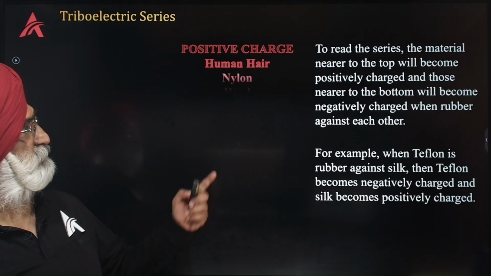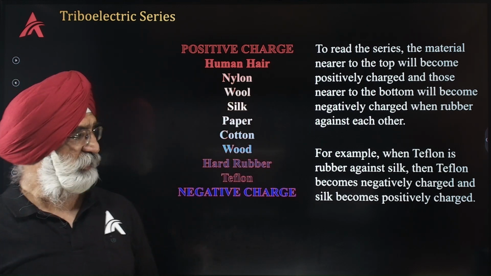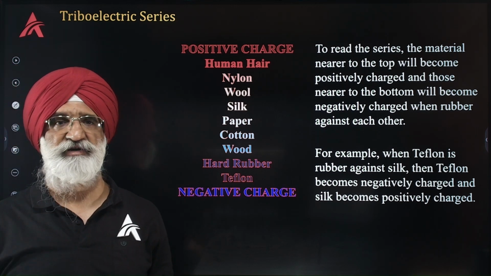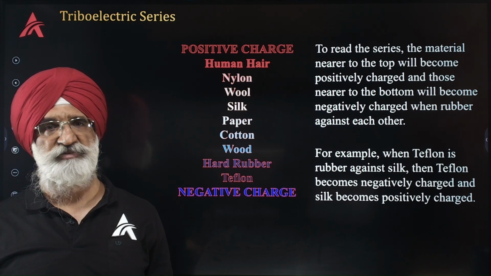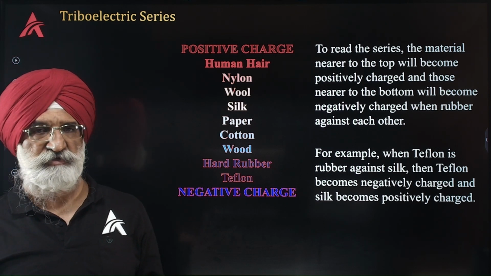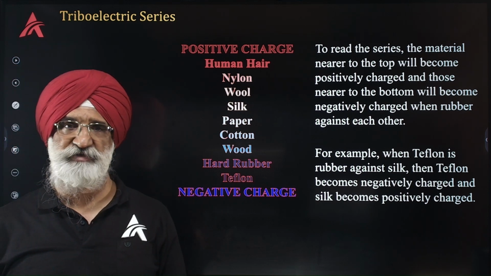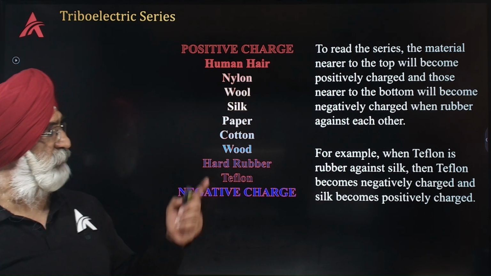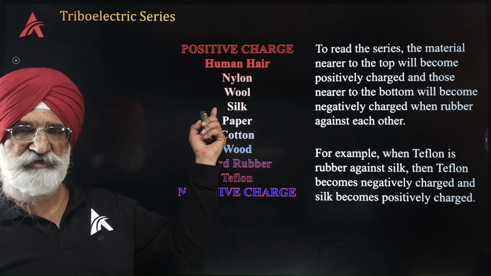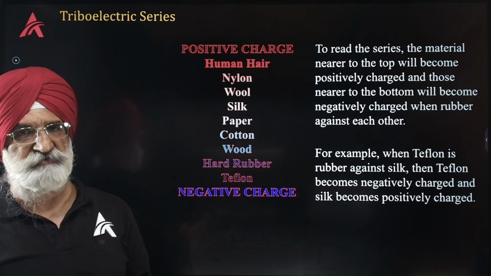Now you can see that this is a very small portion of that triboelectric series. Actually, this triboelectric series is very long and you can see the entire series on the internet. To read this series, we have to remember one thing. We can choose any two elements from that series, and the element which is nearer to the top will acquire positive charge, and the element which is nearer to the bottom will acquire negative charge.